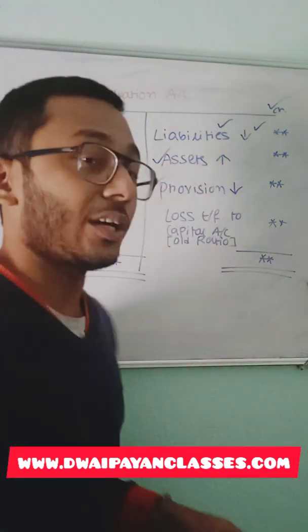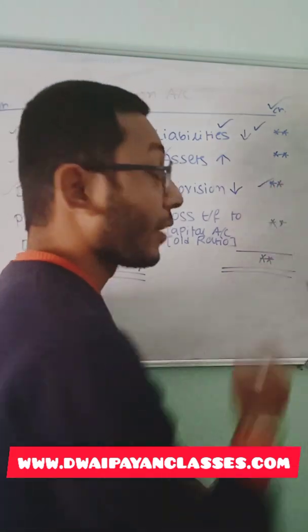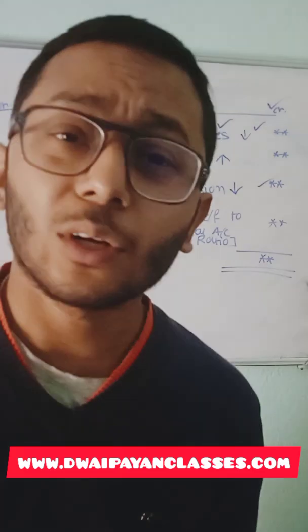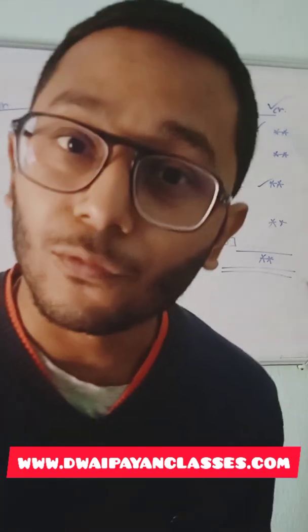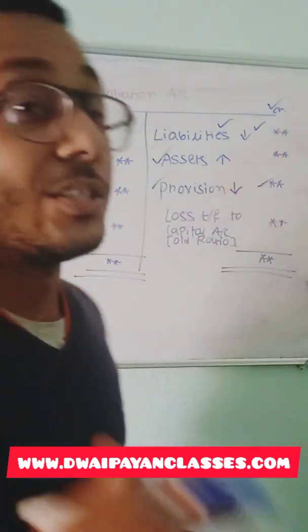Next, provision: if there is a downward arrow, that is, decreased, you have to write it on the credit side. For example, if the balance sheet figure of provision for doubtful debt is 10,000 and now that has been reduced by 5,000, so the balance of 5,000 you have to write on the credit side.